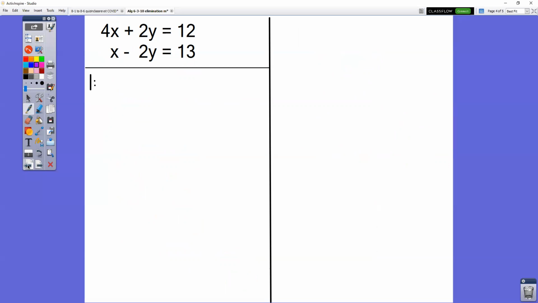One little piece of advice: anytime that you have a letter that's all by itself, like this x at the beginning, remember that there is really a 1 in front of it. Go ahead and try this one, please. Find both x and y.